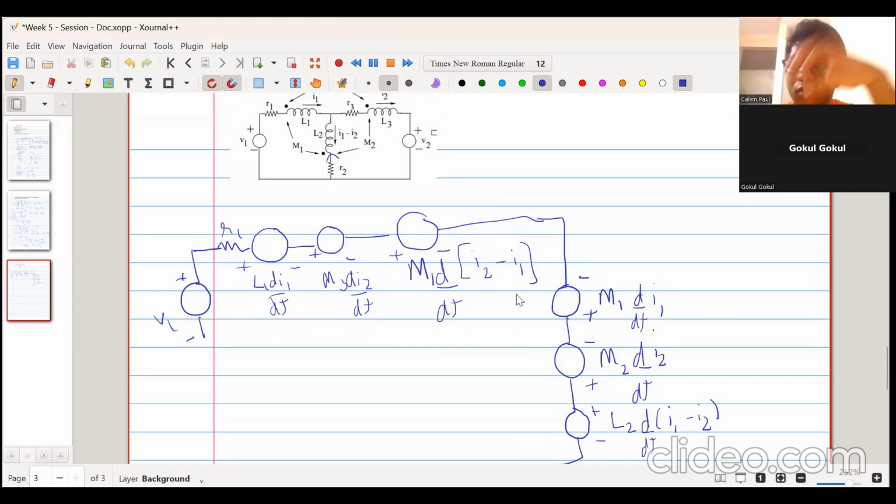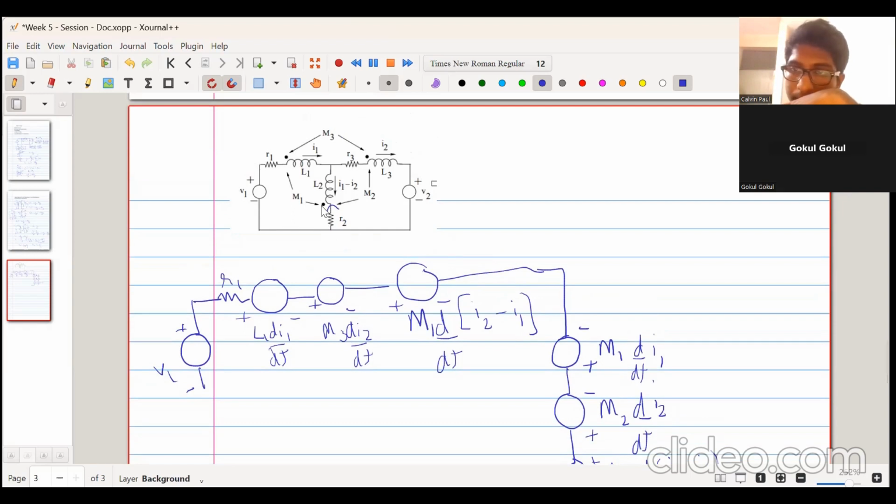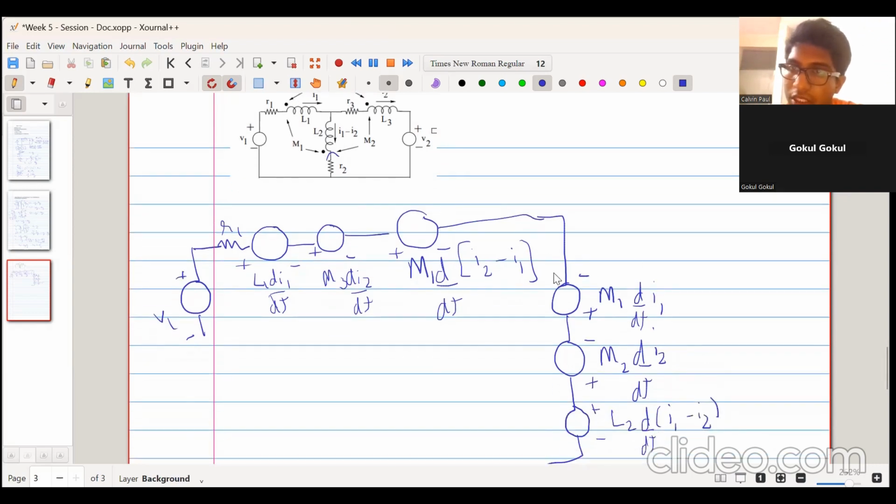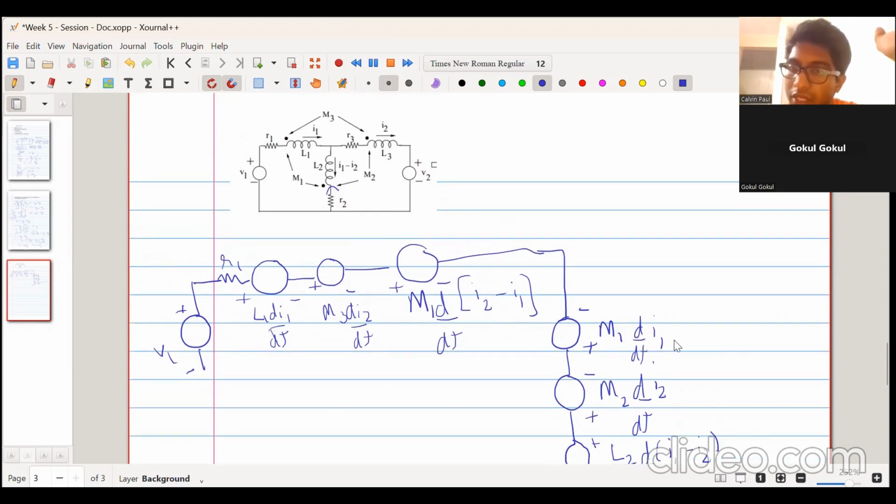Or should I repeat it? Okay, sir. Repeat, sir. Yeah. So this is the dot terminal, and the dot terminal is at the bottom. So when we find mutual inductance, the bottom is the dot terminal, so the bottom one will be plus, the other side will be minus. So that's the first thing. Then this is the mutual inductance M1, so we just write M1 into d/dt. Now the current over here should be the current which is flowing into the coil, and that is I1. So we just directly write I1. That will be this voltage drop.